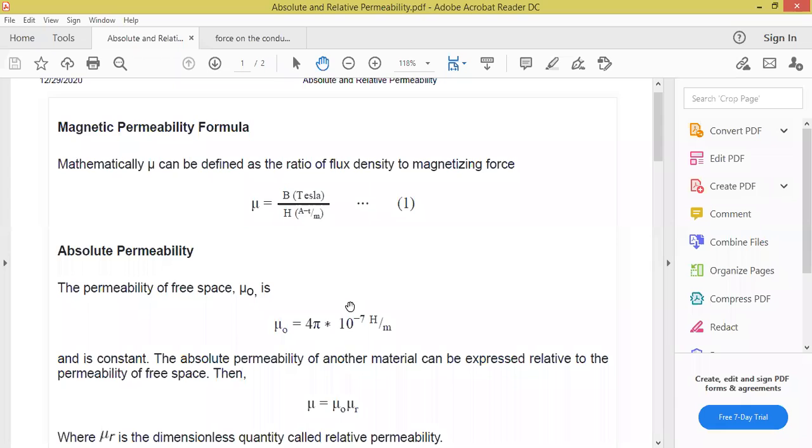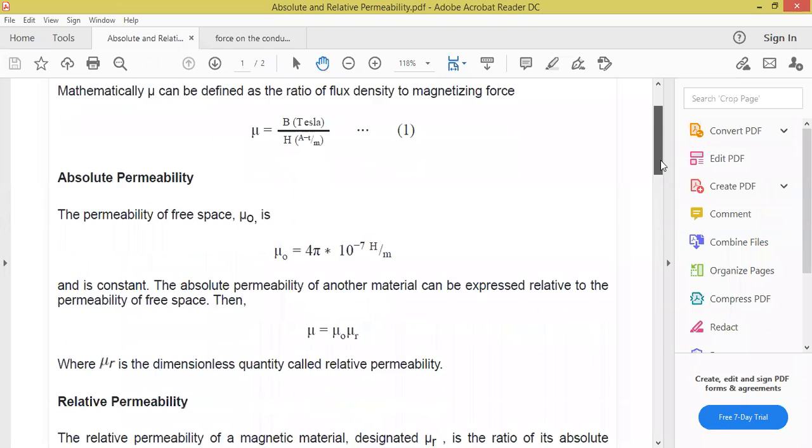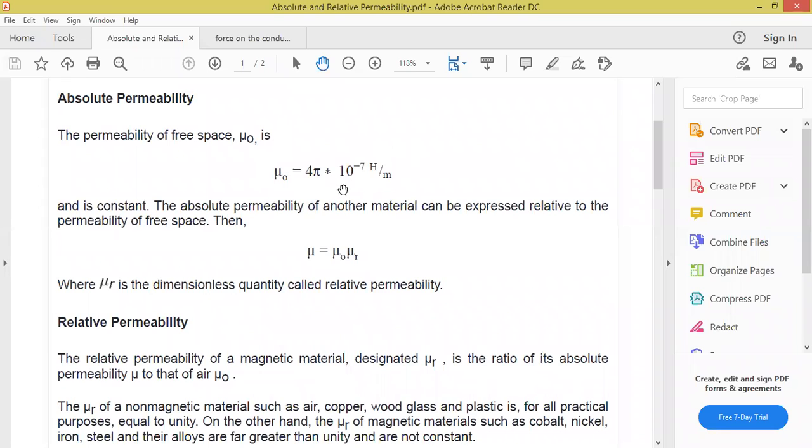What is the permeability of air? Permeability of free space, how much? This value you have to remember. 4π, 4 into 3.14 π. Okay. 4π into 10 power minus 7 Henry per meter is the unit. Remember this point.